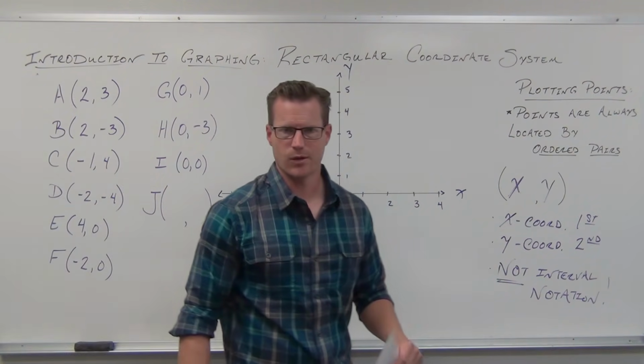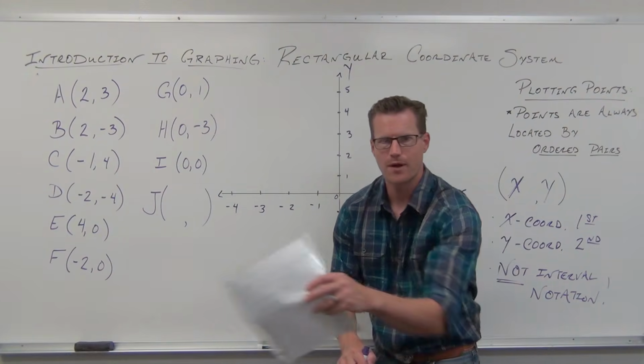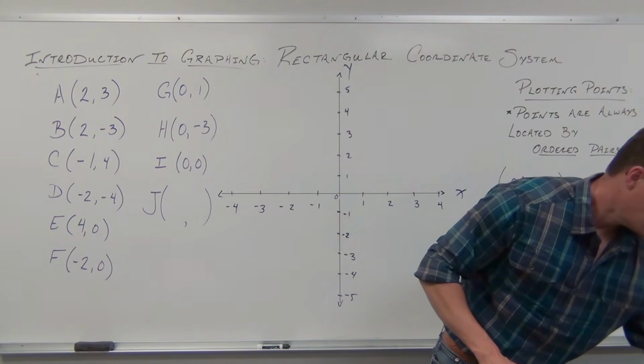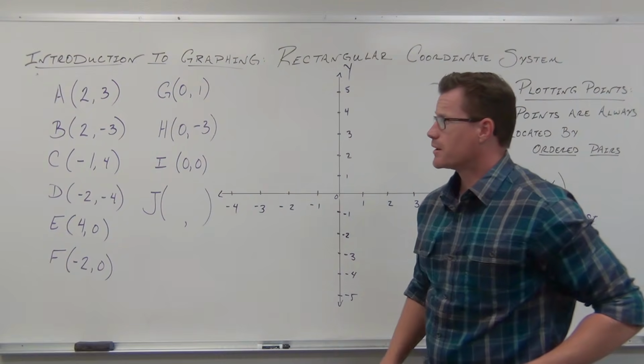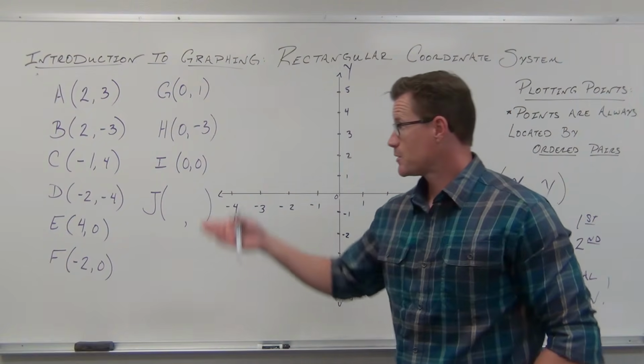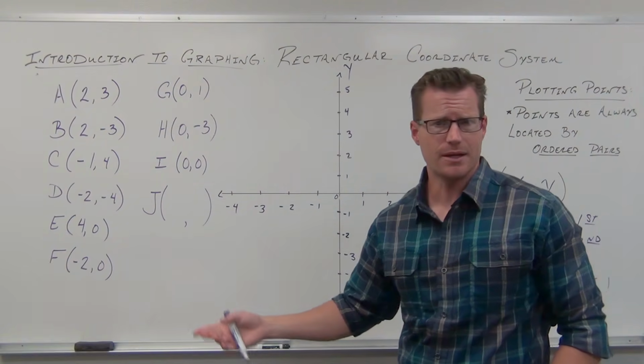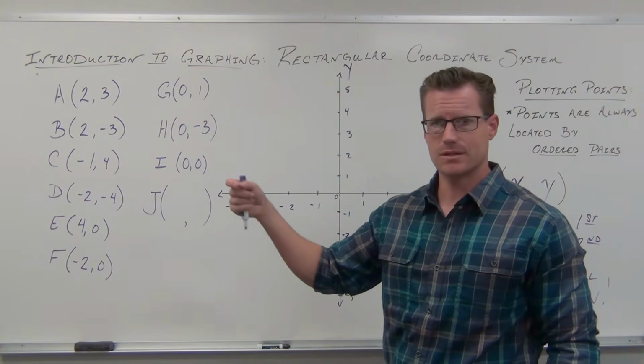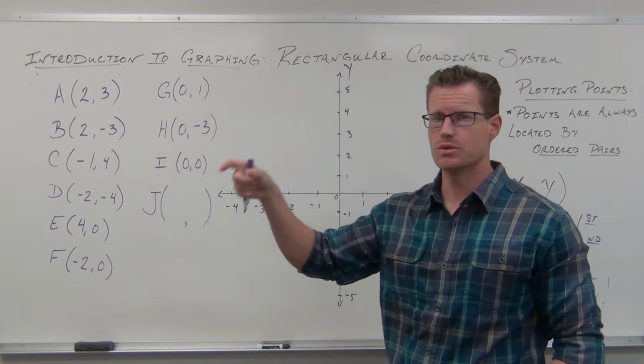I'll leave J because I don't want to scare you right now with fractions, but you're going to have fractions. Let's start plotting them. So let's look at the point A. Now that we've gotten a letter, we can talk about it. That's kind of nice. We can refer to A, and we all know that that's going to be the point that's located at 2, 3.